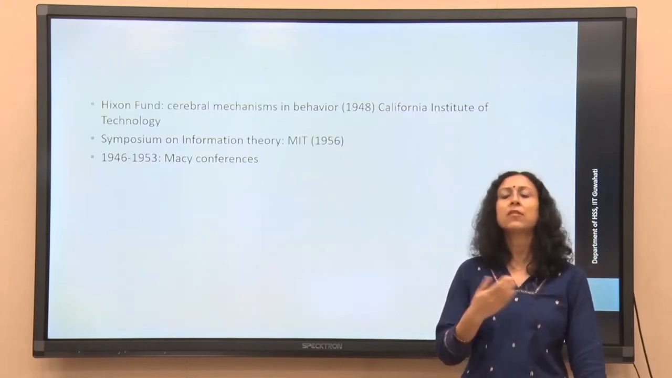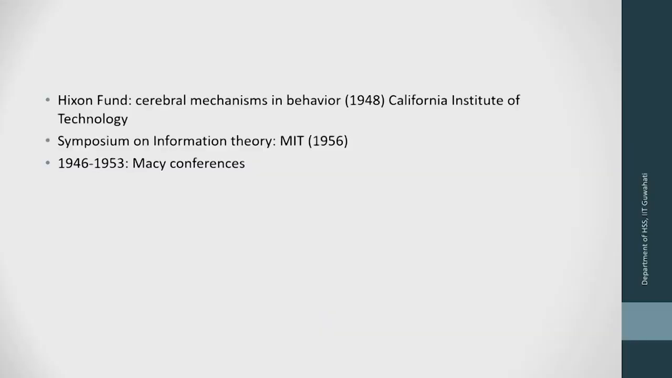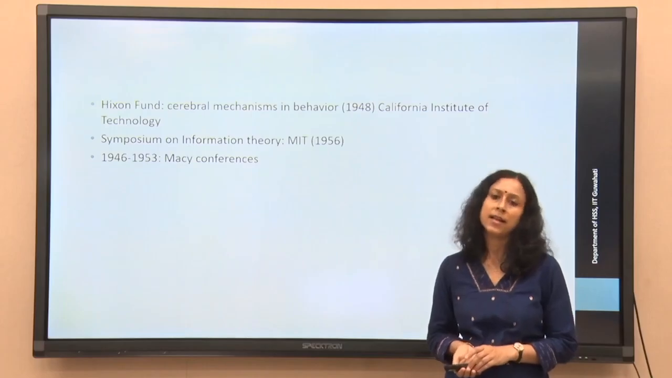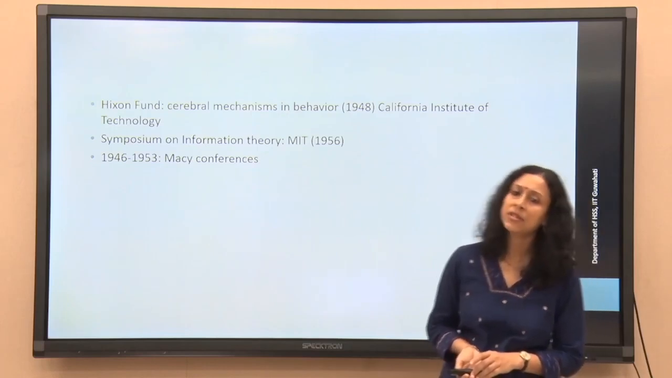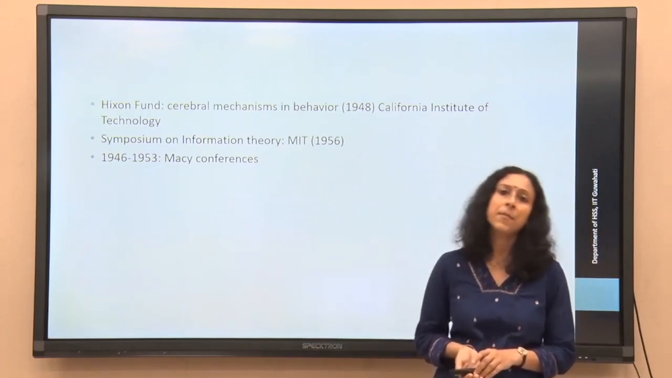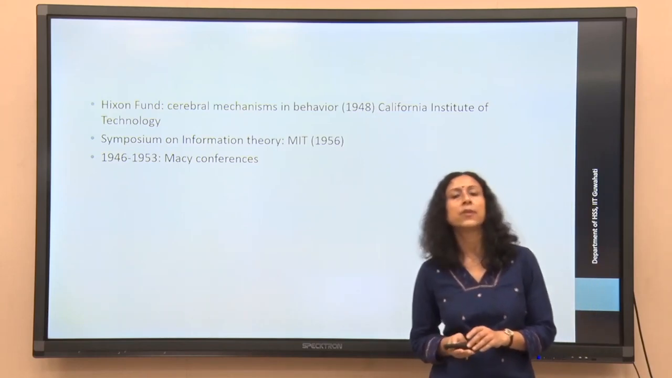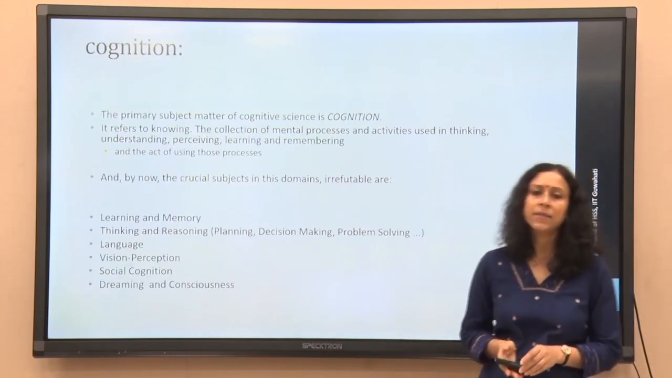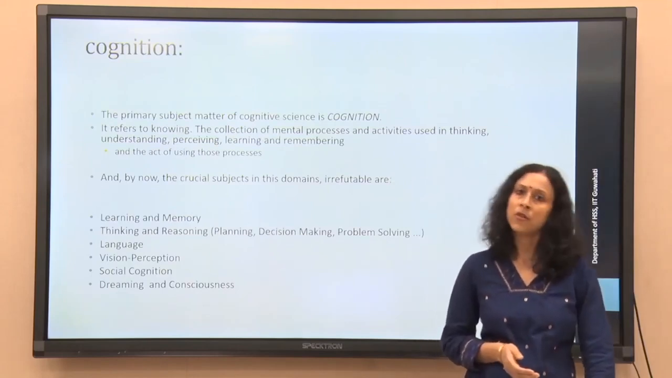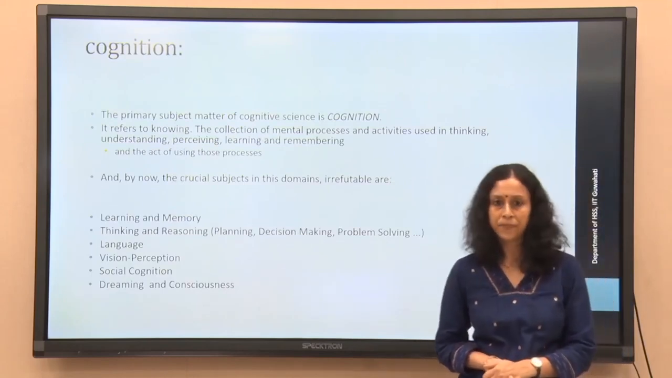So, these are some of the conferences, some of the funds that actually organized those conferences. One of them was the Hixon Fund that had these conferences called Cerebral Mechanisms in Behavior. Then we had the Symposium on Information Theory, and then of course, the Macy conferences. These were extremely important, these were instrumental in ultimately the emergence of cognitive science as a discipline.